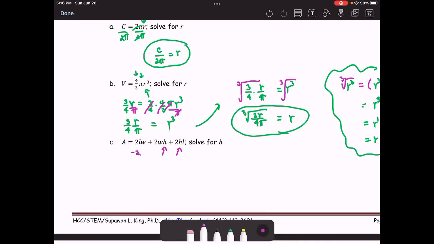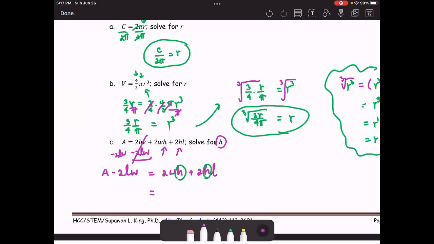So subtract 2LW from both sides of the equation. And then these two terms will be gone. The left-hand side becomes A minus 2 times L times W equals 2W times H plus 2 times H times L. Then we are going to solve for H. We're going to factor the H out. So we have the H here as a common factor.